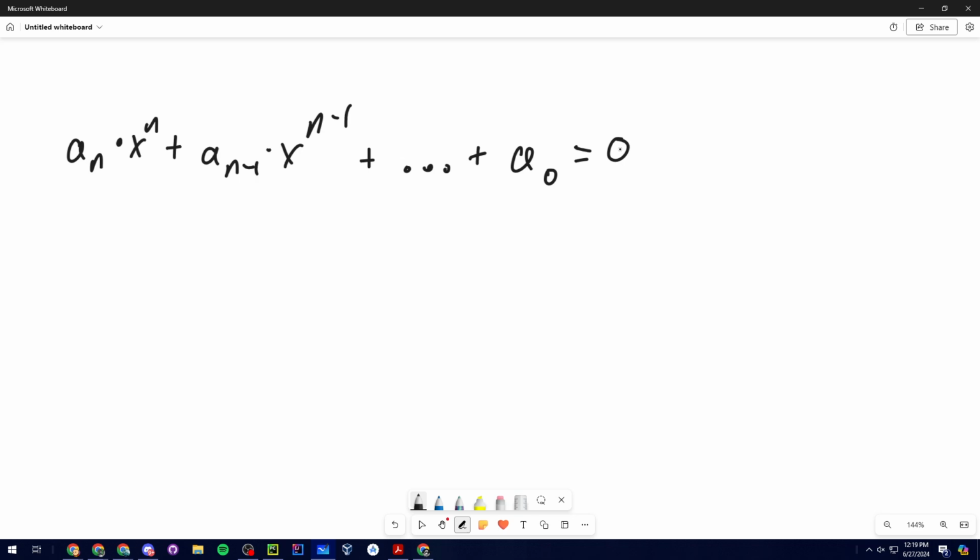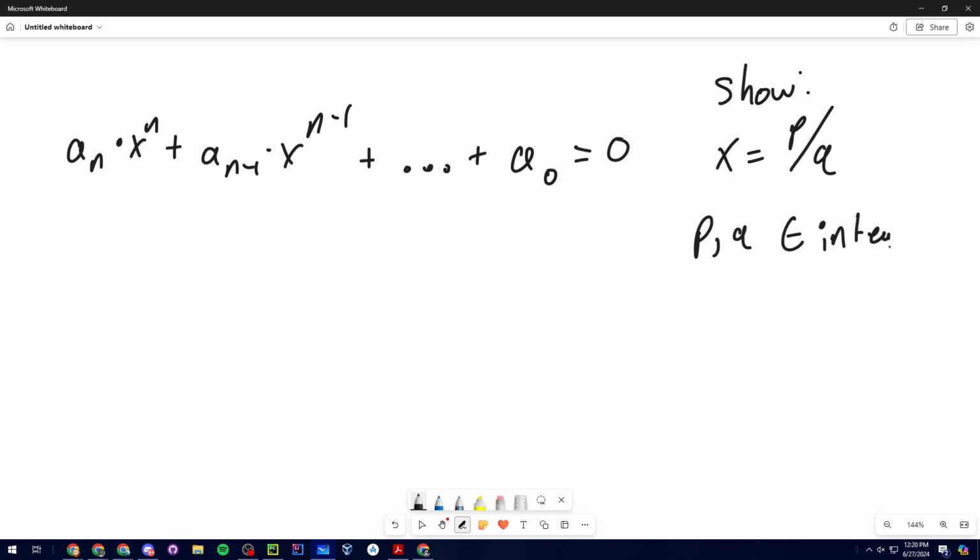So now that we have this, what are we going to do? Well, we want to show that x is in the form p over q, where p and q are integers. The best way to do it is to just plug it in, right? We're going to plug in x equals p over q, and if we run into a contradiction, then we know that we're wrong. But if everything works out, then we know that we're right.